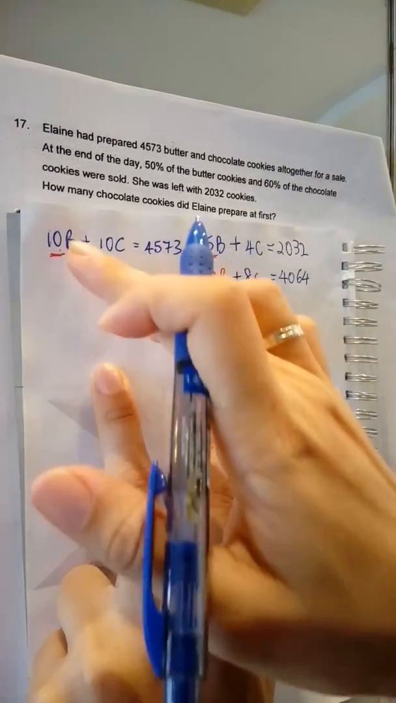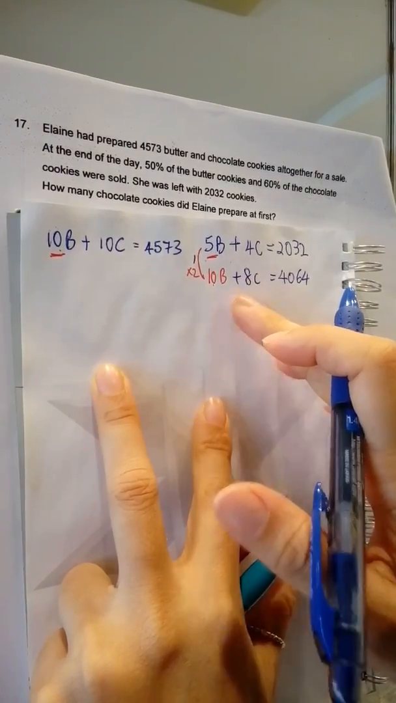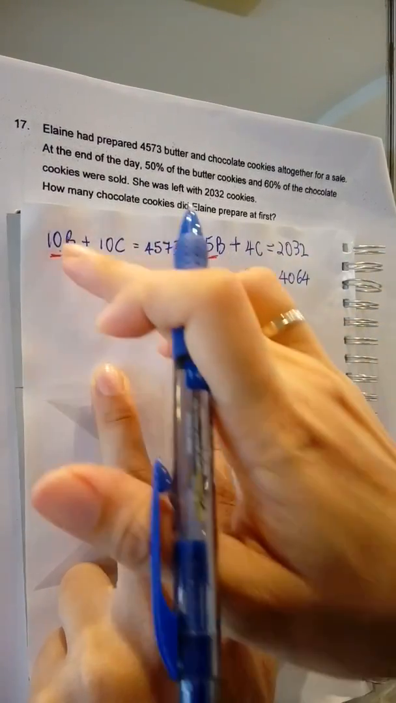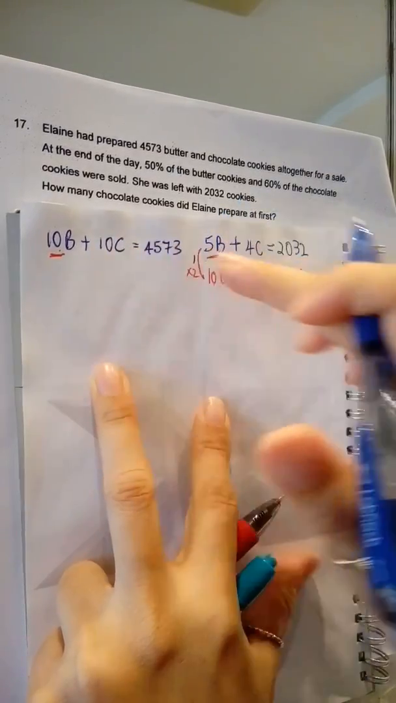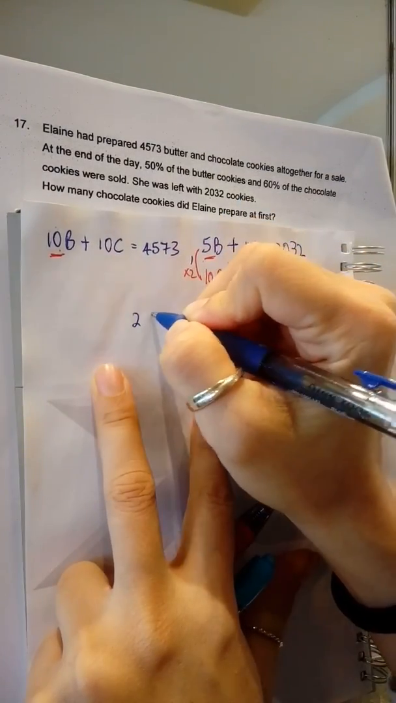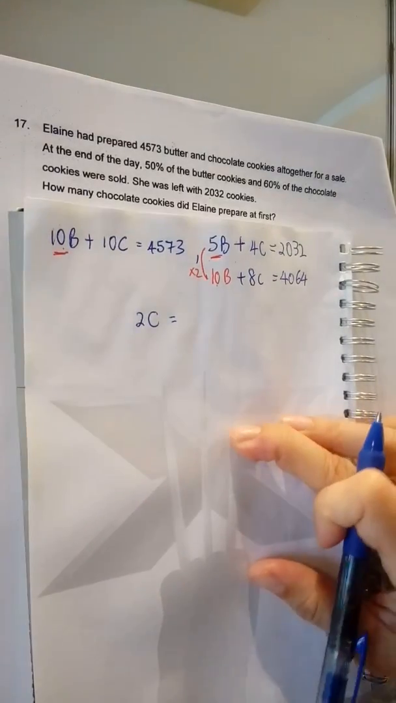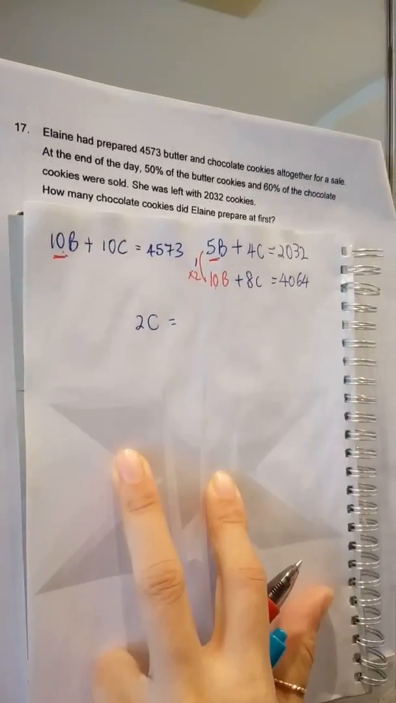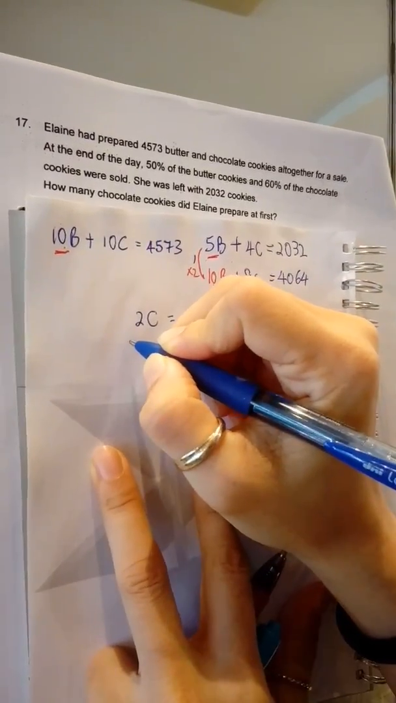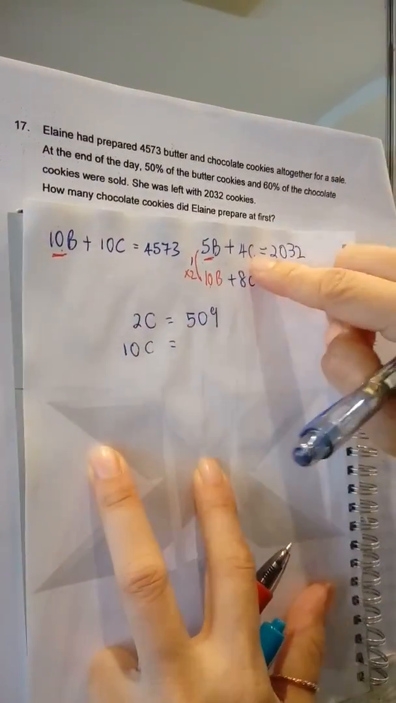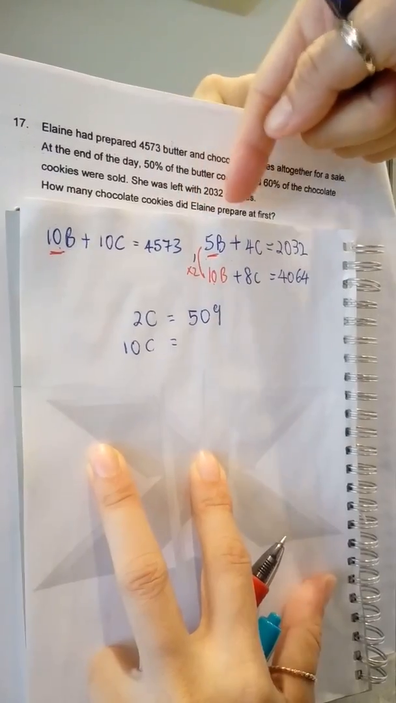Find the difference. Let the bigger one minus the smaller one, right? Find the difference between these two equations. 10 butter cookie minus 10, no more. 10 chocolate cookie minus 8 chocolate cookie, you get 2 chocolate cookie. Then you find the difference.